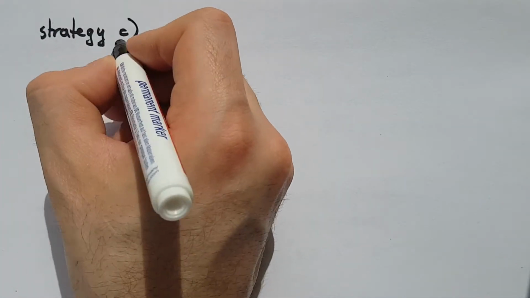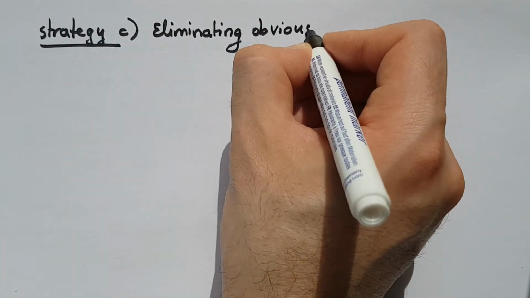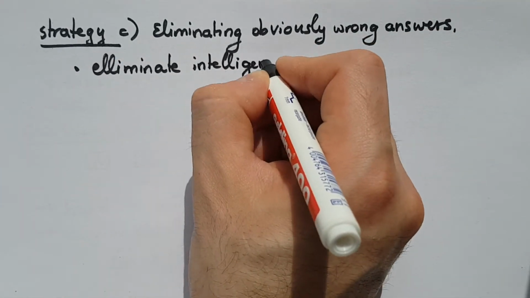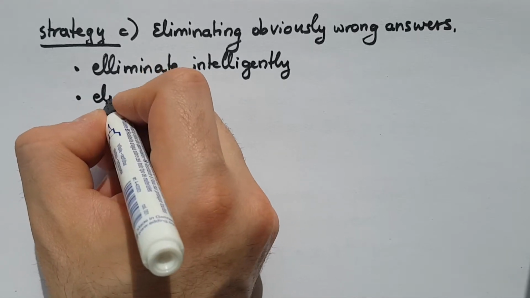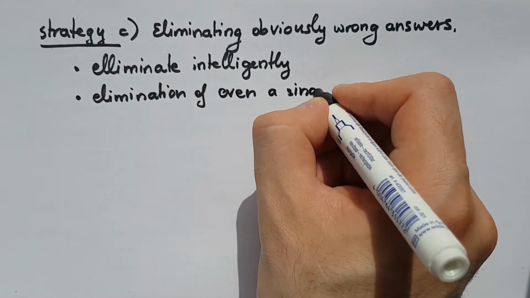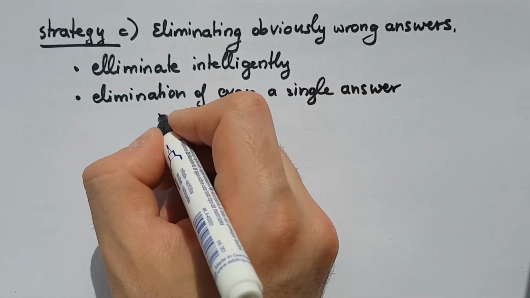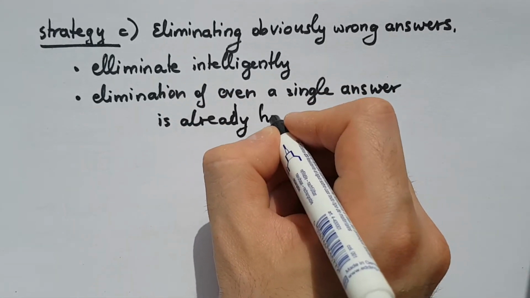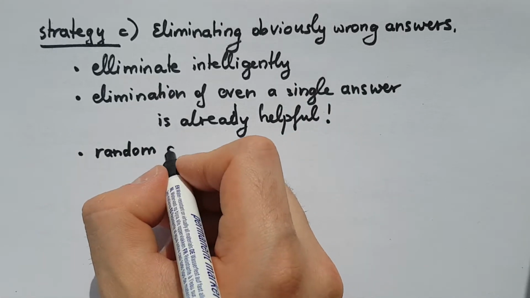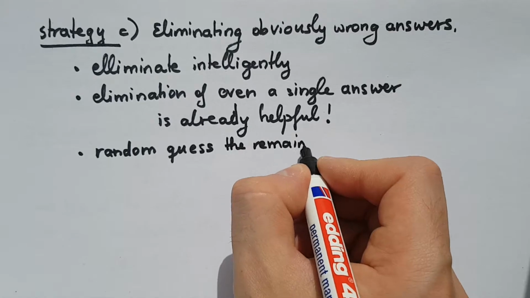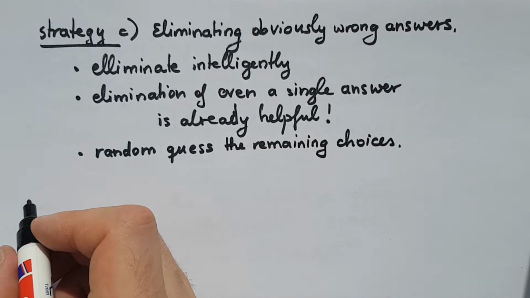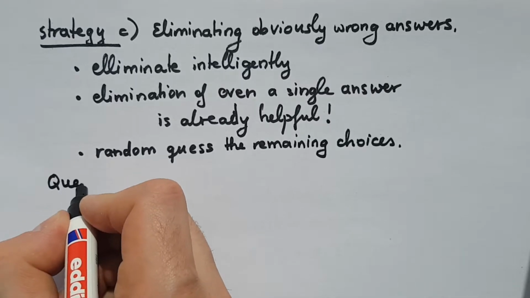Now the final strategy for this lecture is eliminating obviously wrong answers. You have to eliminate intelligently. Sorry for the double L, it's a misprint. And you should note that elimination of even a single answer is already helpful. And then, in the worst case, you have to randomly guess among the remaining choices, which has a much higher probability of finding the correct choice than if you did not eliminate before.